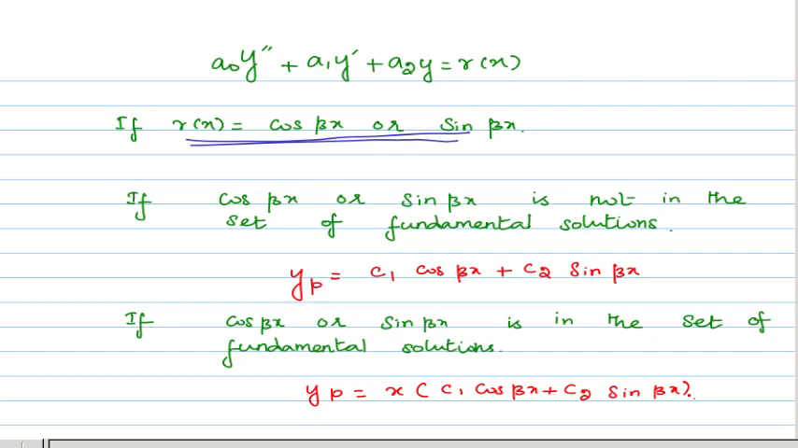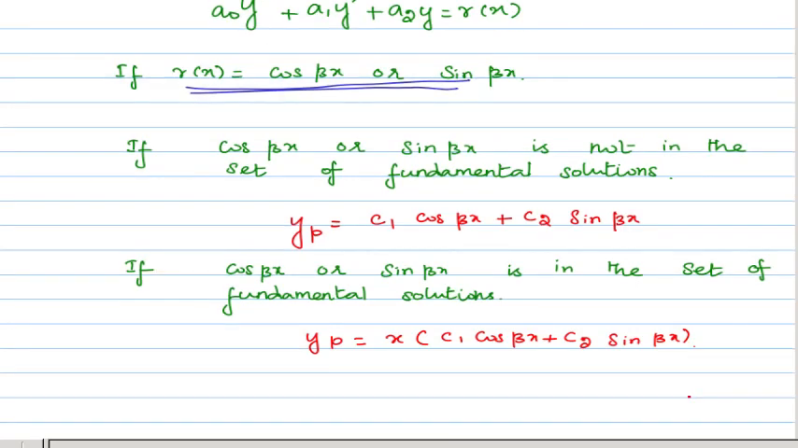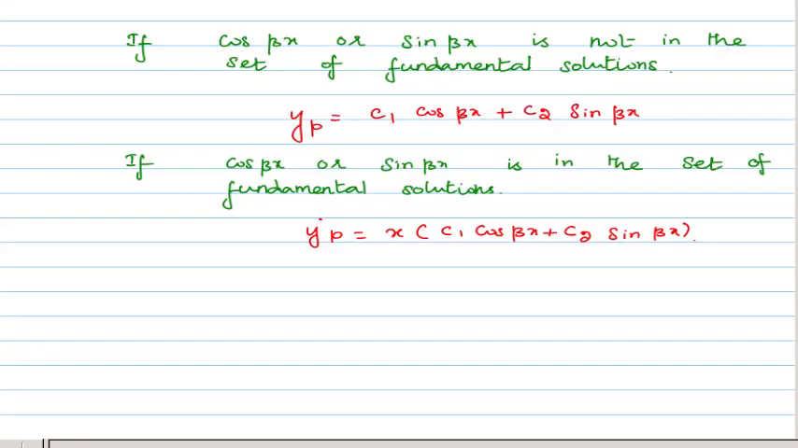These two cases only. If your r of x is some constant times cos beta x or constant times sine beta x, your yp you choose in this fashion only. Now we see one example.